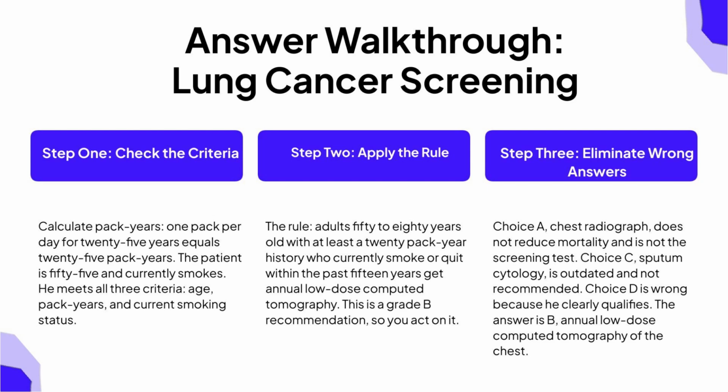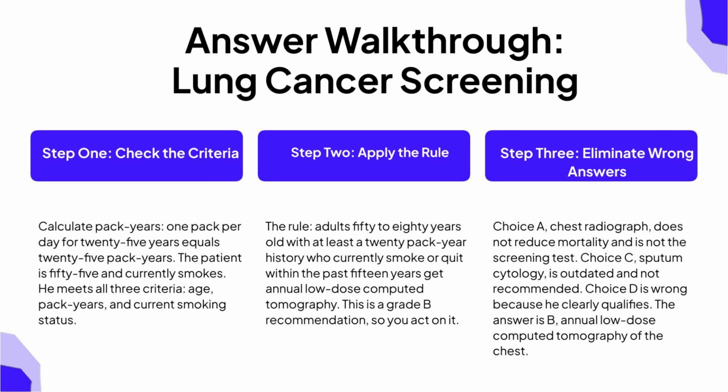Step 2. Apply the rule. Adults 50 to 80 with at least 20 pack years who currently smoke or quit within the past 15 years get annual low-dose computed tomography. This is a Grade B recommendation, so you act on it.